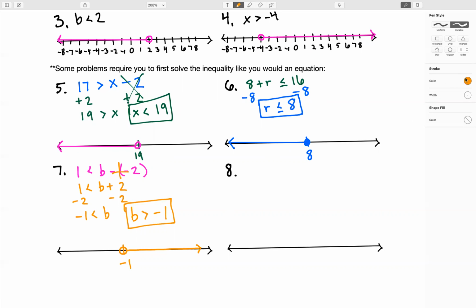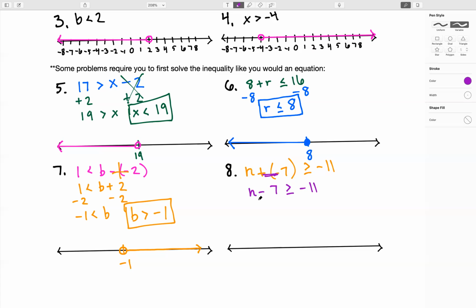All right, last question. I'll just keep the same color. n plus -7 is greater than or equal to -11. And I encourage you to pause and try this on your own. Assuming you've tried, plus minus is just going to be minus. So I'm going to rewrite this. n minus 7 is greater than or equal to -11.